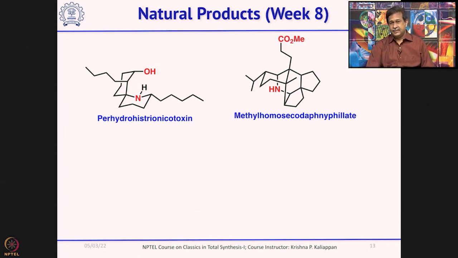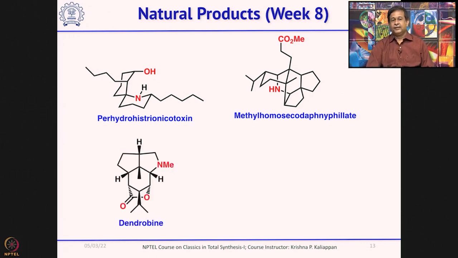Then we will talk about another alkaloid called methyl homocycodiphenylate. This total synthesis was reported by Clayton Heathcock. This involves a multi-component reaction followed by cyclization, and many CC bonds were formed in one step. Then we also talk about another natural product, an alkaloid called dendrobine. And here also a tandem reaction has been successfully used by Samir Zard in the synthesis of dendrobine.